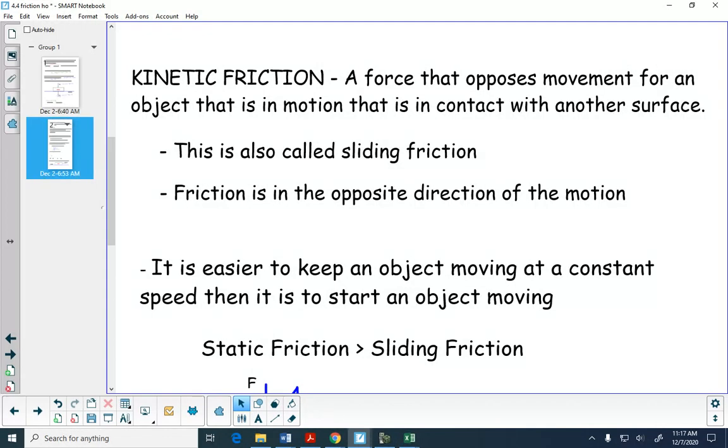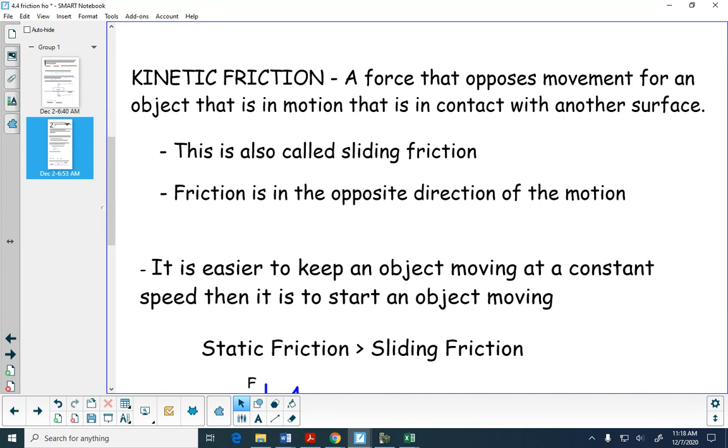It is easier to keep an object moving at a constant speed than it is to start the object moving. And that was what I was trying to demonstrate with that dial. I had to pull harder to get it moving, but once I got it moving, I didn't require as much force.